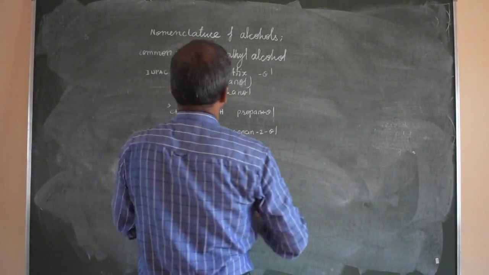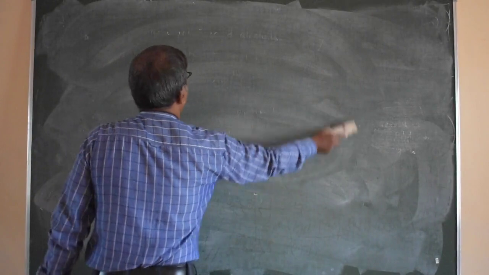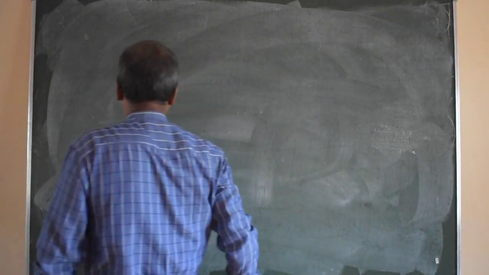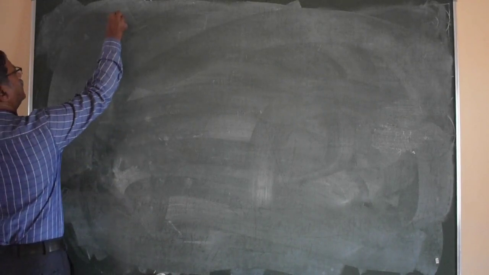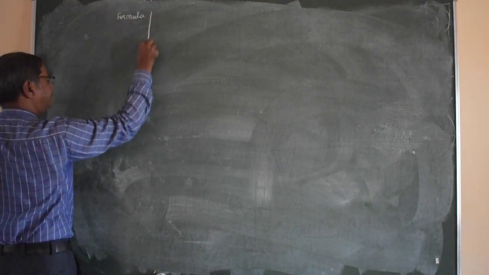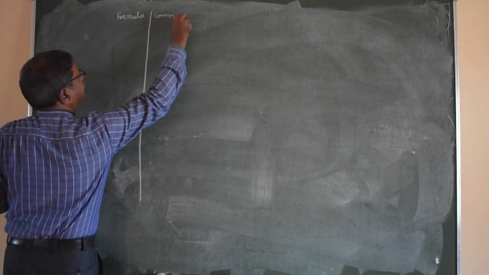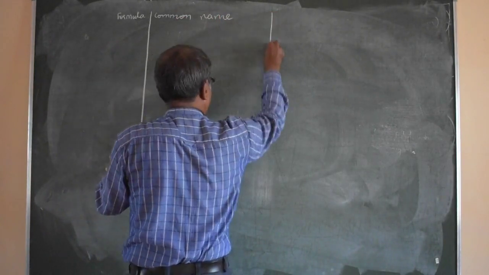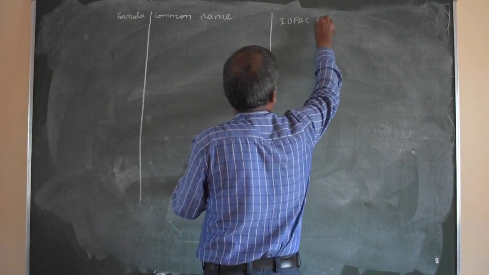So I want to give some examples again for naming the alcohols by the common and by the IUPAC system. I am writing the structure or formula in the first column. It's a formula, or you may say structure. Second column, common name. And third column, IUPAC name.